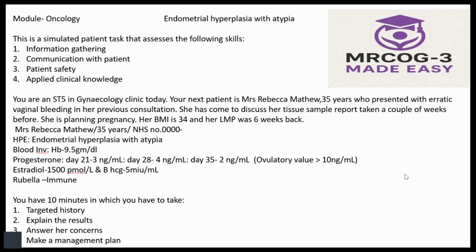That is estradiol. So it is more than the normal. It is showing 1500 picomoles. It is showing more than normal, and we need to know from where this hormone is coming. So I'll discuss with you.